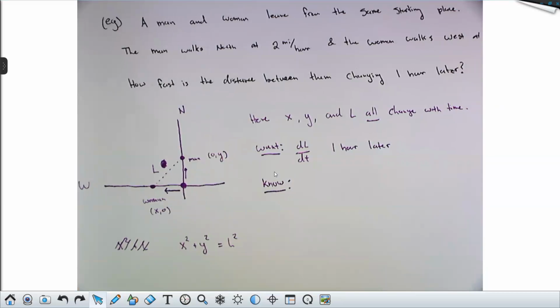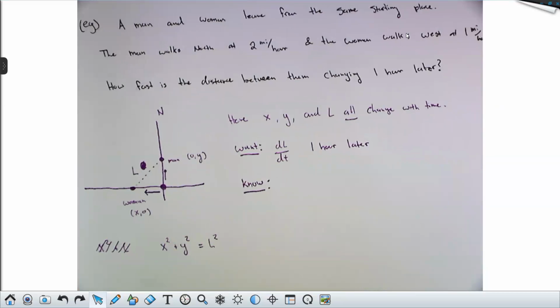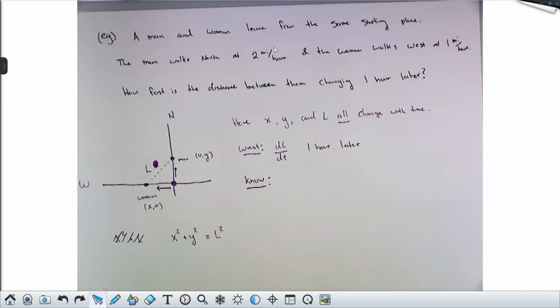Let's hold off on the differentiation. Before that, let's just figure out from this, like this 2 miles per hour or this 1 mile per hour. Oh, sorry, you can't see the woman's speed there. 1 mile per hour. What are these in terms of derivatives? So dy/dt is equal to 2 miles per hour, and then dx/dt is 1 mile per hour.